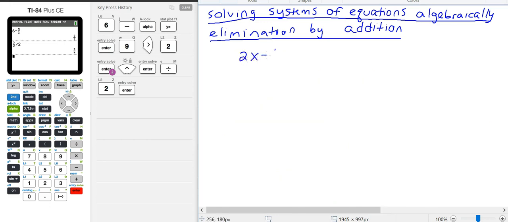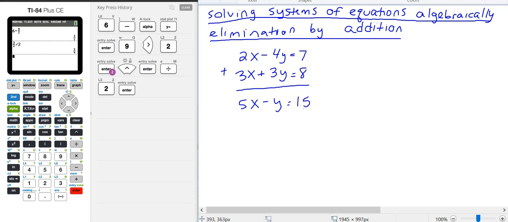2x minus 4y is equal to 7, and 3x plus 3y is equal to 8. So let's say we would add these two equations now. We want to do elimination by addition. If we would add these two equations, we would get 2x plus 3x is 5x, negative 4y plus 3y is negative y, 7 plus 8 is 15. That doesn't really help us because we still have both of our variables. The point of doing elimination by addition is so we can cancel out one of our variables.